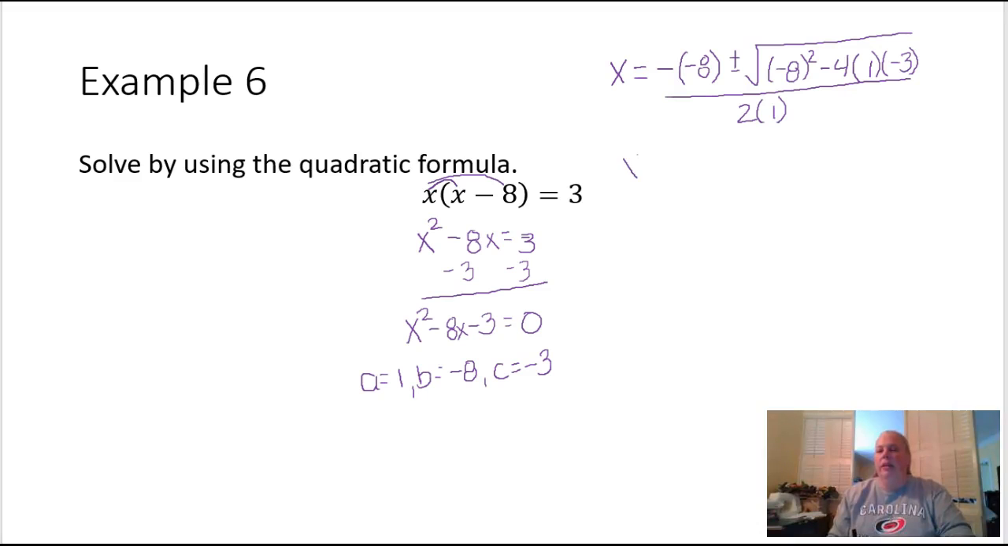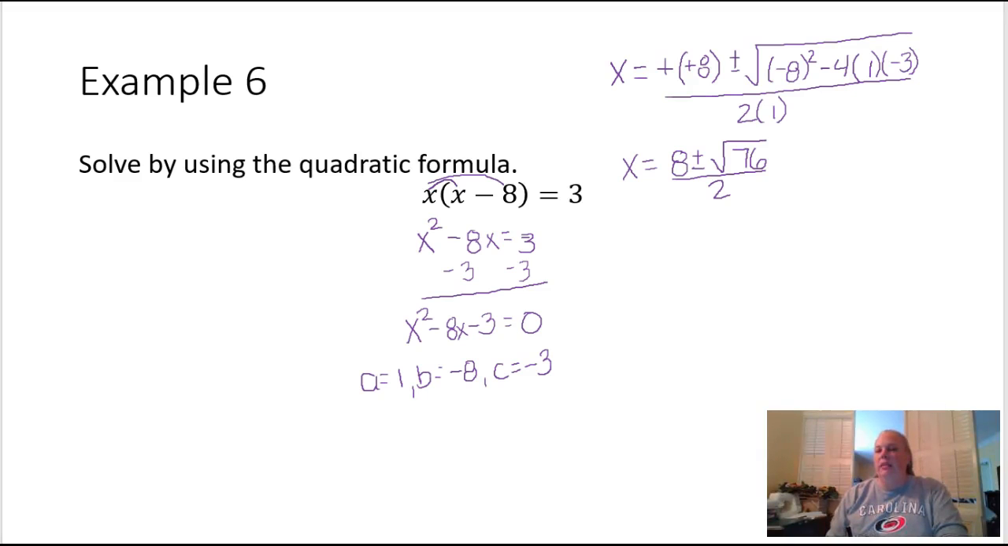All right. So let's simplify this a little bit. 2 negatives cancel out and make a positive. So you have positive 8 plus or minus. All right, let's see what's going to be under the radical sign here. We're going to have 8 squared minus 4 times 1 times negative 3, and that looks like it's going to give me 76. All right, so we've got 8 plus or minus the square root of 76, and then 2 times 1 is going to give me 2.